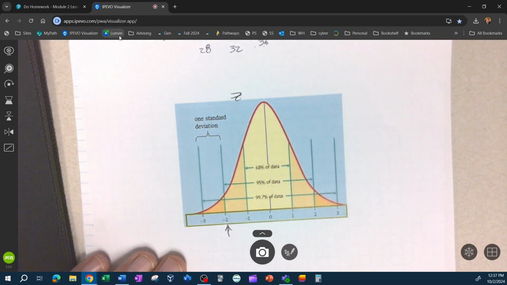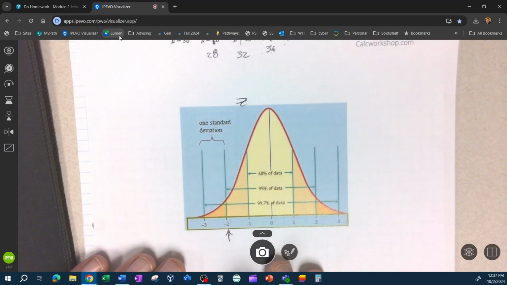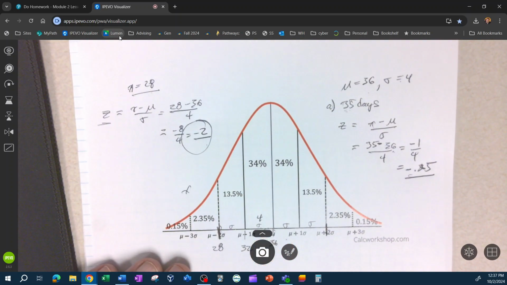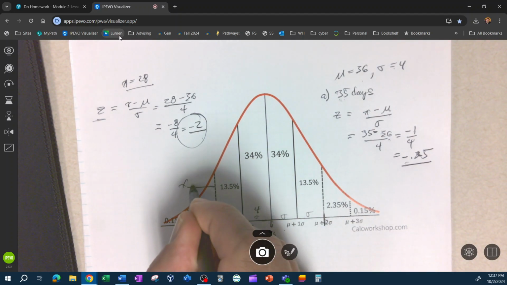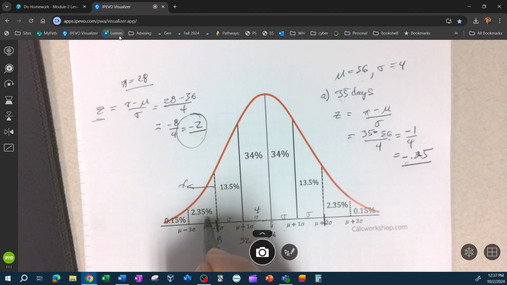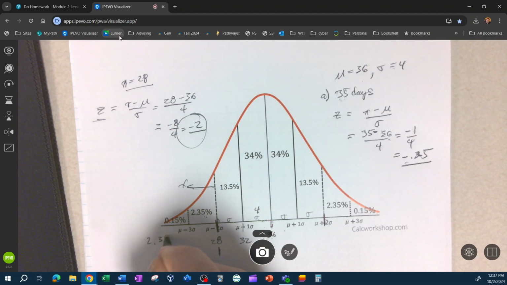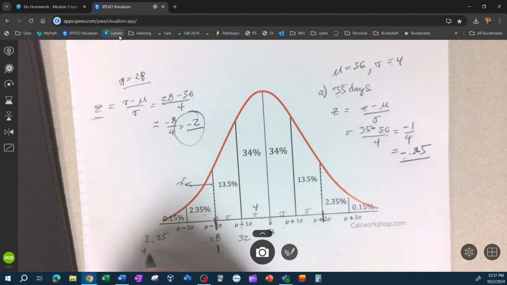Now, here's how you find the percentile. The percentile is all of the data to the left of your Z-score, or your data point. So what's the percentile of 28? Well, it's all of the data to the left. That includes 2.35% of the data and 0.15% of the data. So we're going to say 2.35 plus 0.15. I'm just adding these numbers.